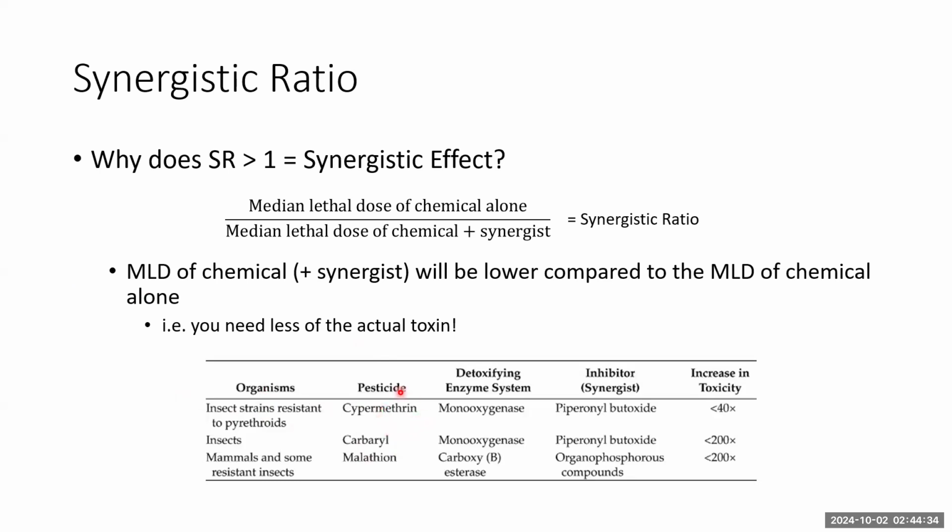So we have some examples of pesticides like cypermethrin, carbonyl, and malathion. And then we add in some synergist, which for whatever reason, they've decided to also label it as inhibitor, which I agree is extremely confusing, because if the synergist amplifies it, inhibitor sounds very counterintuitive.